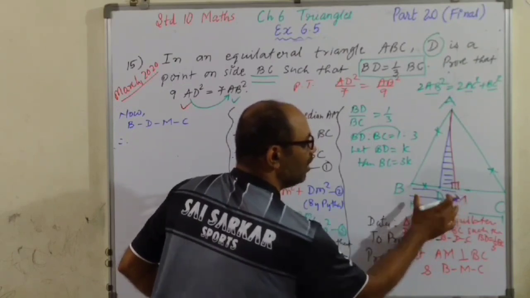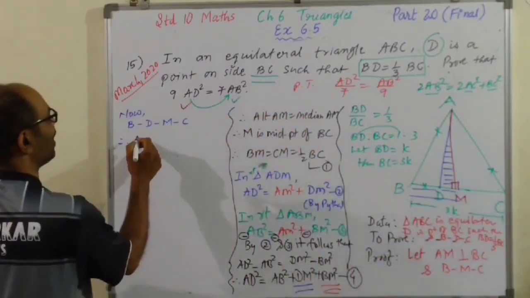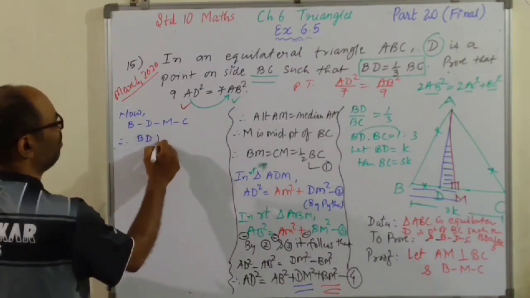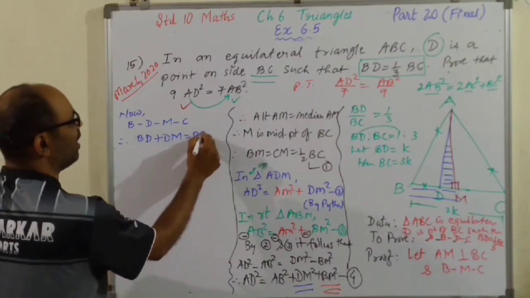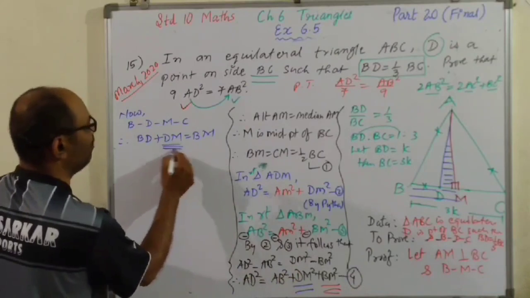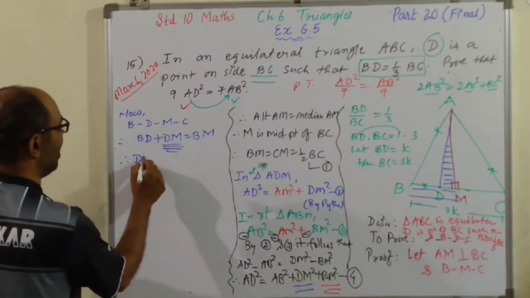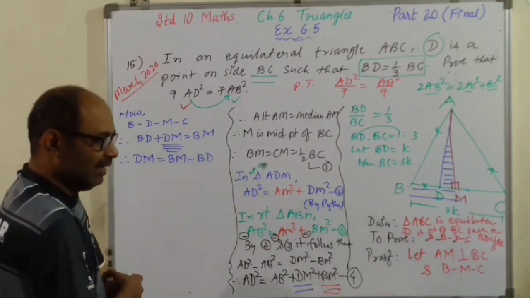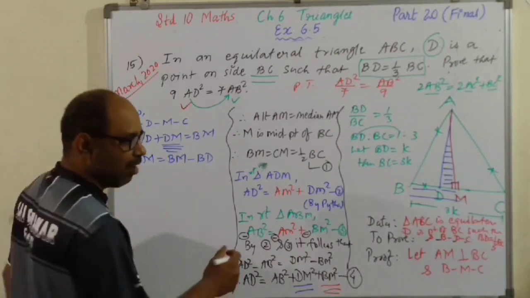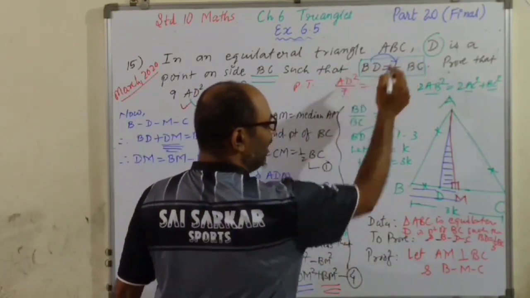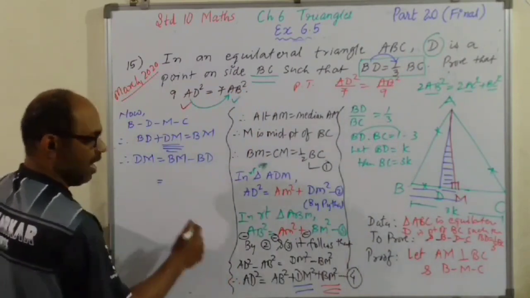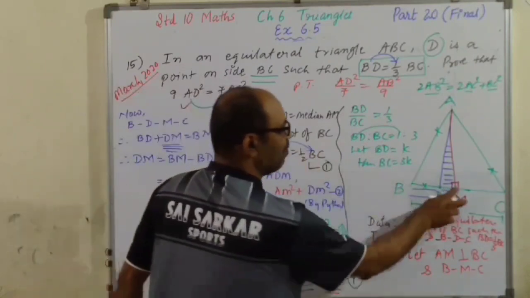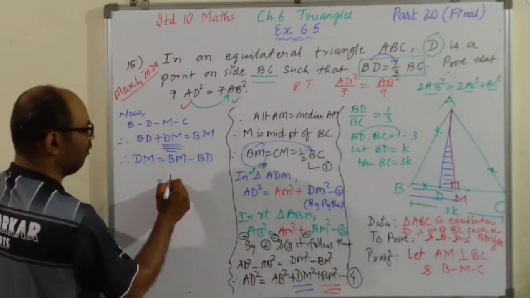So I can say DM is whole minus the second part. So I'm writing that BD plus DM is equal to BM. Again, my focus is on DM. You can see here, therefore DM is equal to BM minus BD. Correct? Alright. Now, I've got a relationship. What is BD? 1/3 of BC. And what is BM? Here, BM is half of BC, because M is midpoint.